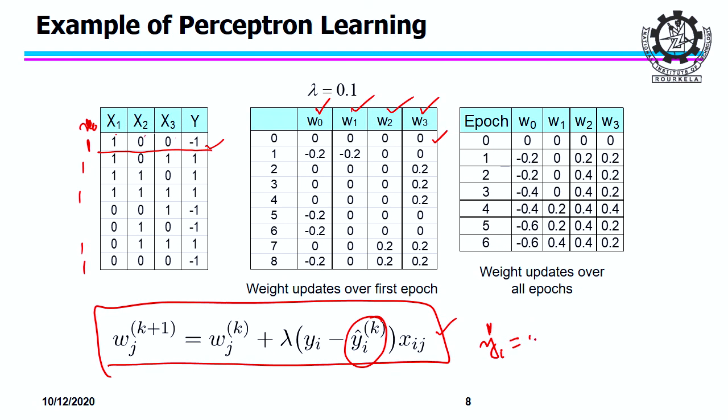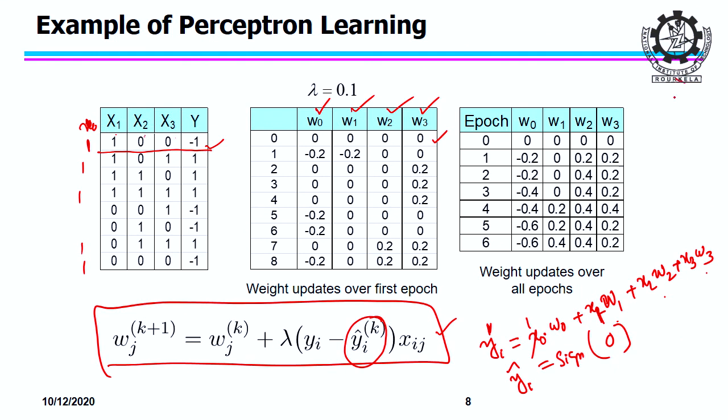So then what do you get for this value? The value will be x0, which is actually 1, into w0, plus x1 into w1, x2 into w2, x3 into w3. Now, what is that value? w0, w1, all are 0. So, therefore, y i cap is sign of 0. Now, the sign value, what do we do? If it is greater than or equal to 0, we consider plus 1.